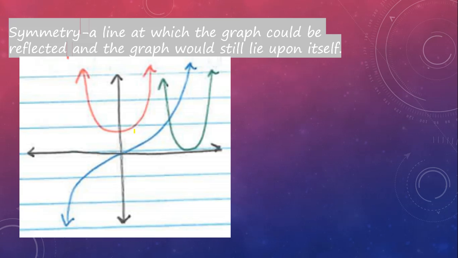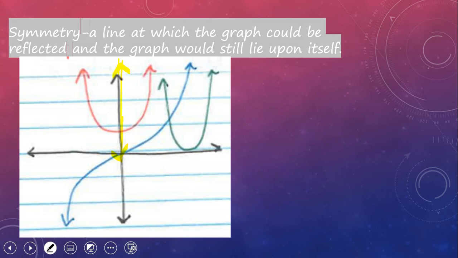So taking a look at the red graph, which is a quadratic function, we could draw a line down the middle here. That would cut the graph in half, and the left and the right would match. You should have learned in Integrated 2 that the imaginary line that cuts a parabola in half is called the axis of symmetry. In this case, the axis of symmetry just happens to be the y-axis. That is not always the case.